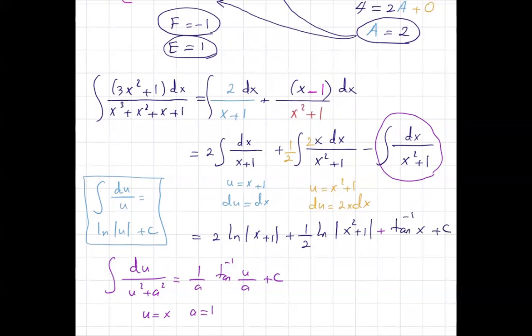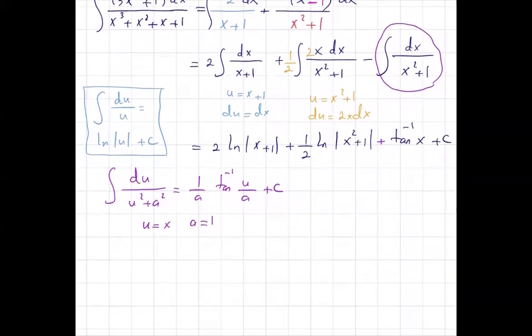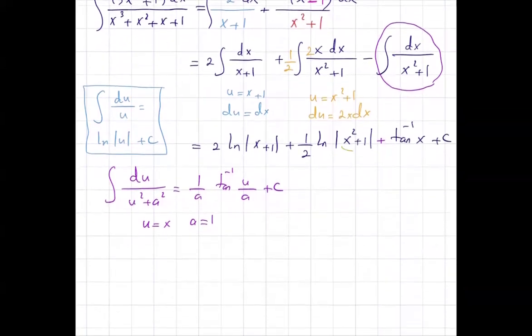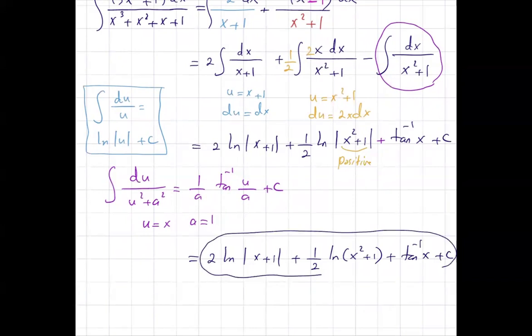Don't forget to add the constant of integration. And since x squared plus 1 is positive all the time, you can get rid of the absolute value. So this integral is 2 ln of the absolute value of x plus 1 plus a half ln of x squared plus 1 plus inverse tangent of x plus the constant of integration.